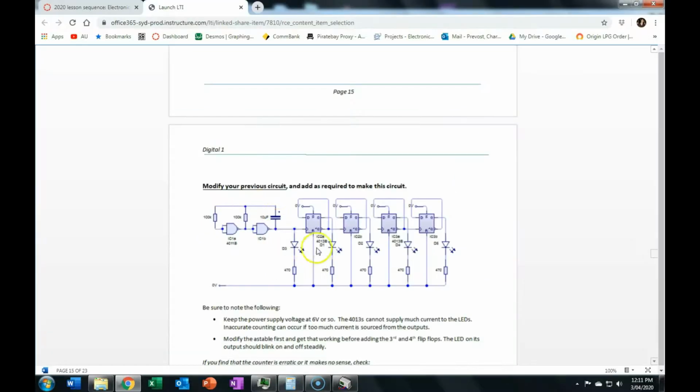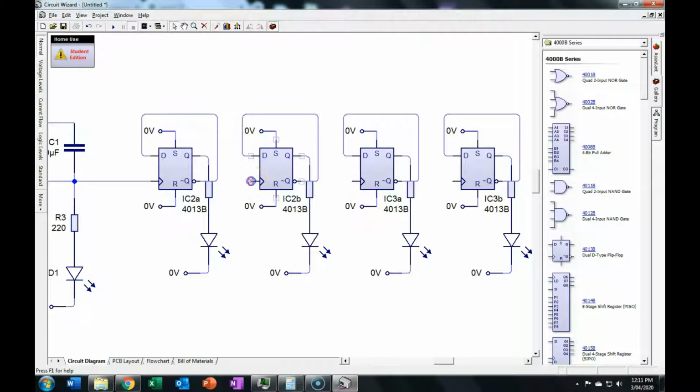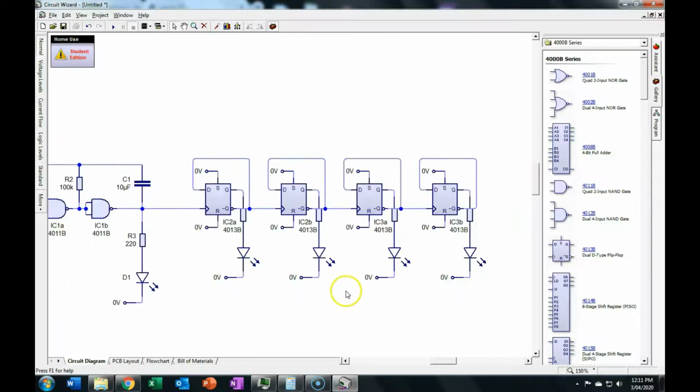If you have a look at this diagram, the important thing to notice here is how this clock is connected. So this clock is connected to the not Q output of the previous flip-flop. I connect that to there, that to there, that to there. We should now have our working full-stage counter. Okay. Fingers crossed. Kind of working. There we go.